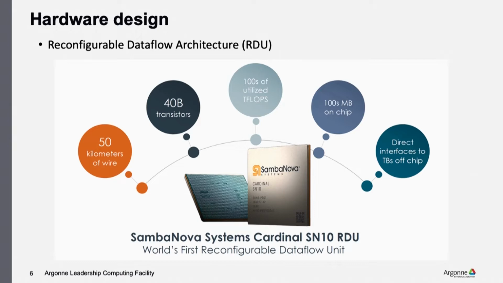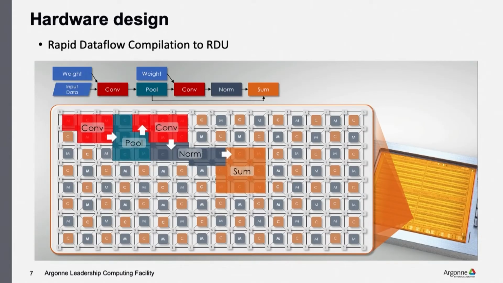So this is the machine. This is the chip to support the SambaNova machine. We call it SN10 RDU, and we also call it RDU for short. And so as we can see, this is the workflow of how to use the RDU.